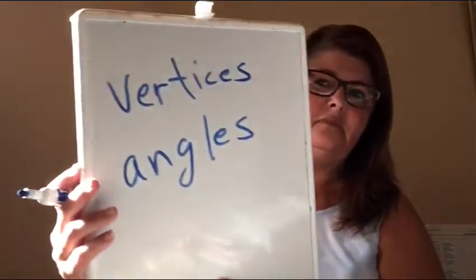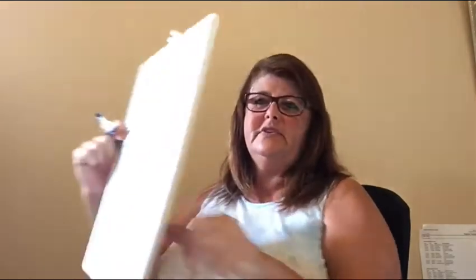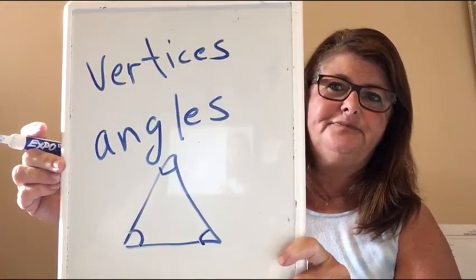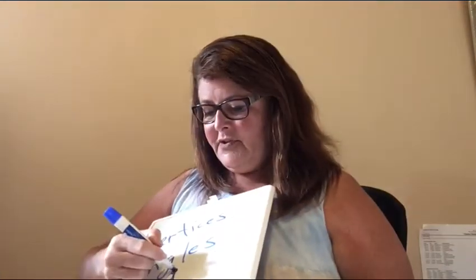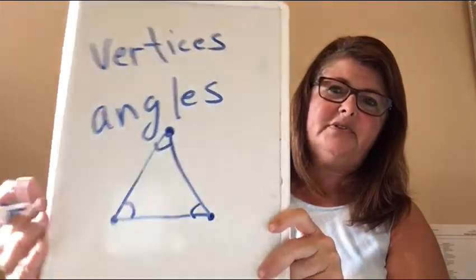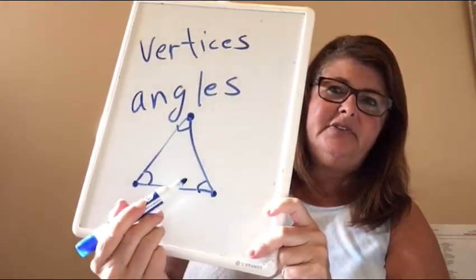When you see a shape like a triangle, and you see these little marks on the inside, that's the angle. This is the vertex, the point. The points are the vertices, and inside there is the angle.